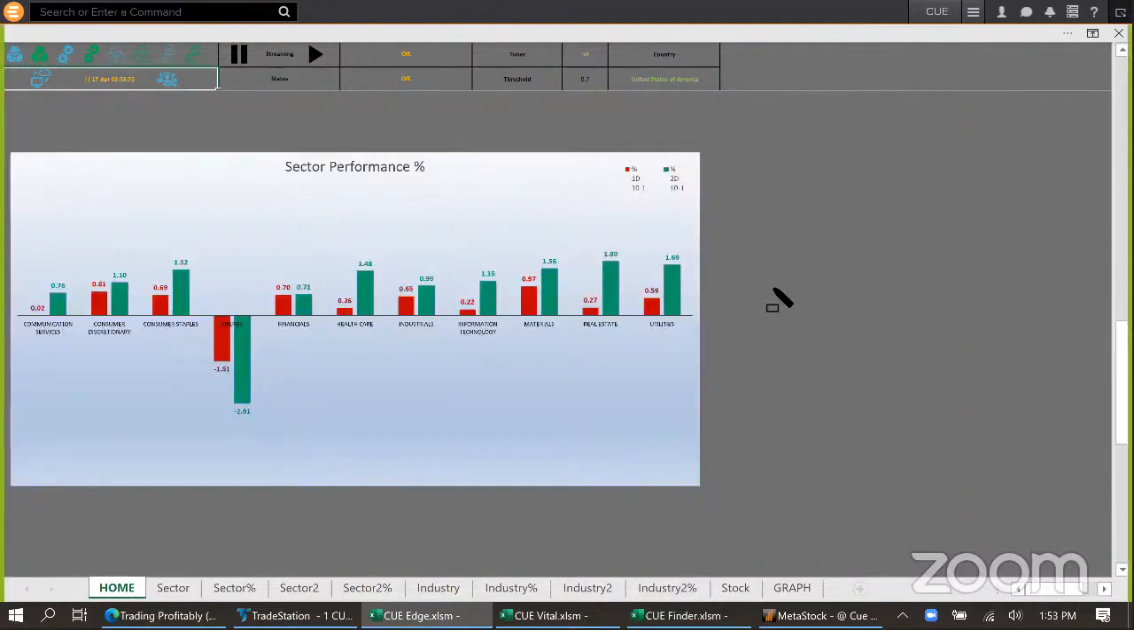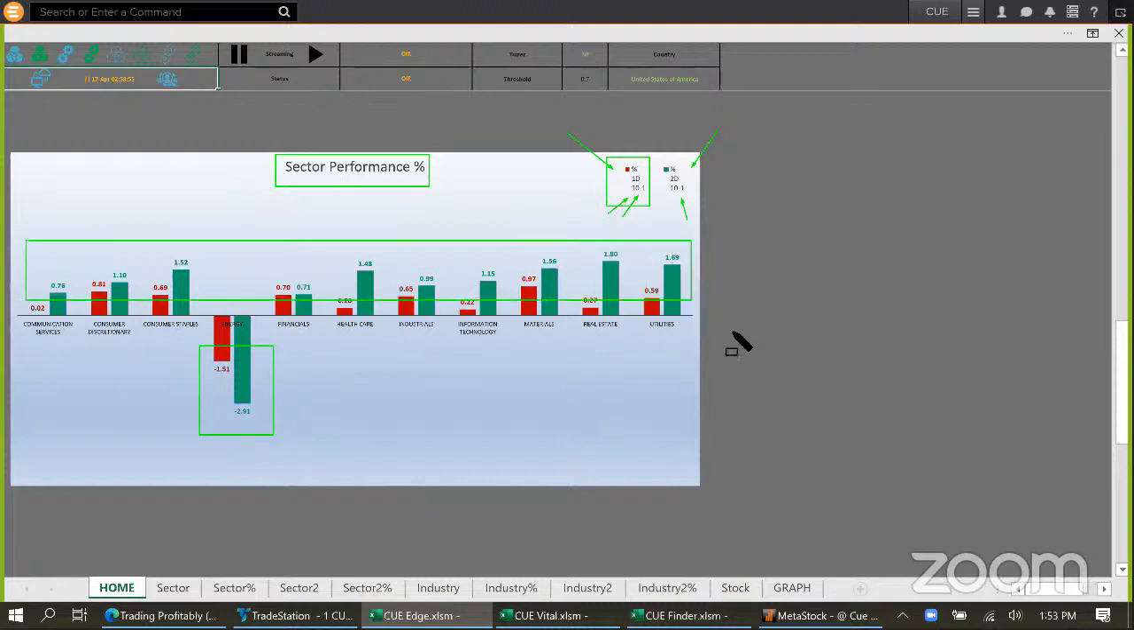If we look at Friday performance, 10 sectors were up. This is showing sector performance, comparing the sectors' performance over 1 day and 2 day periods. Over 1 day, that is Friday, 10 sectors up, one down. Over the 2 day period, that is Thursday, Friday, also 10 sectors up, one down. Which one is down? For both periods, it is energy. All the other sectors are up. That is a bullish picture.